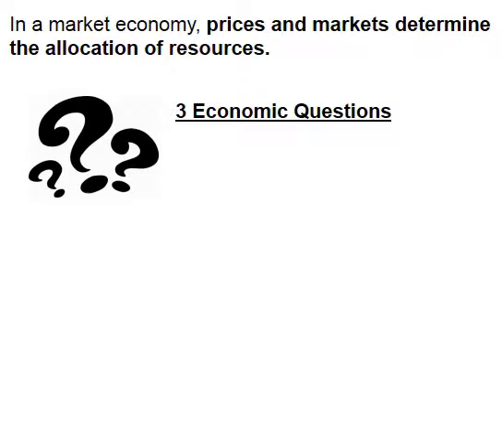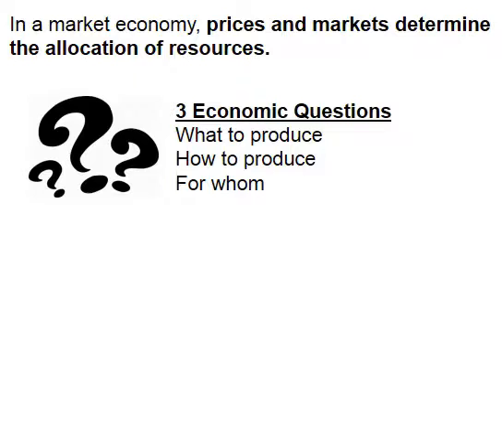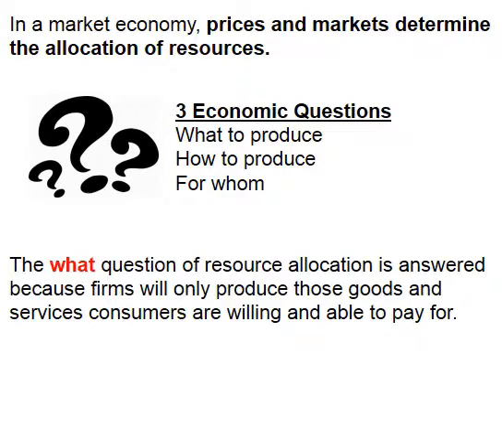So if we look at those three basic economic questions, going way back to the activity we did with the Arctic survival, we looked at what to produce, how to produce, and for whom to produce. And we're going to see that it's the price mechanism that answers these. So the what question of resource allocation is answered because firms will only produce those goods and services that consumers are willing and able to pay for.